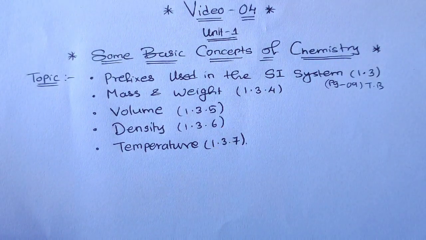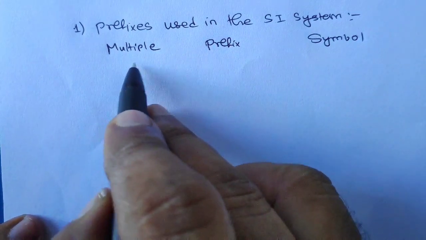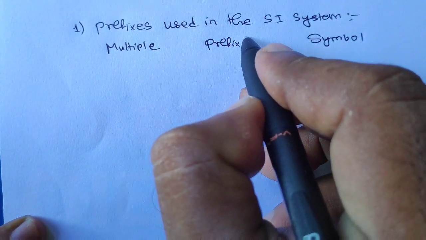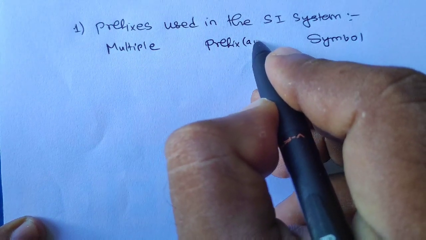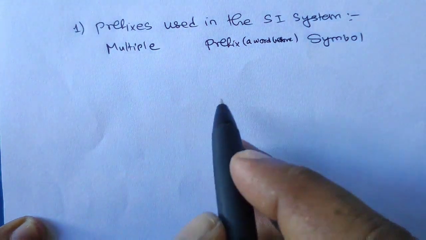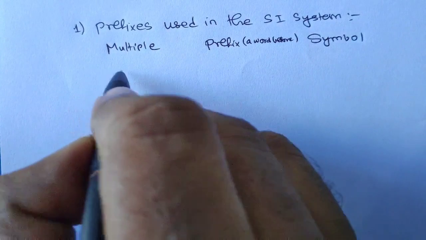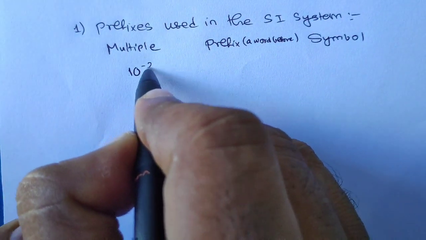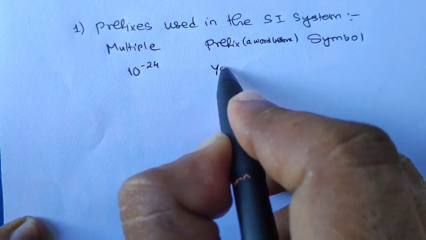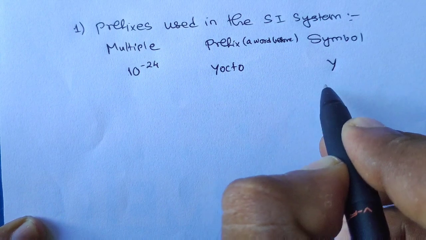Next, prefixes used in the SI system: the multiple prefixes we are going to use and their symbols. Now prefix means a word before, a preceding word, right? So suppose the multiple is 10 raised to minus 24. The prefix used for this is yocto. What is the word? Yocto, right? And the symbol is y.